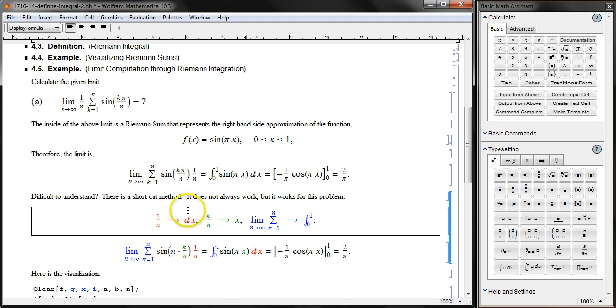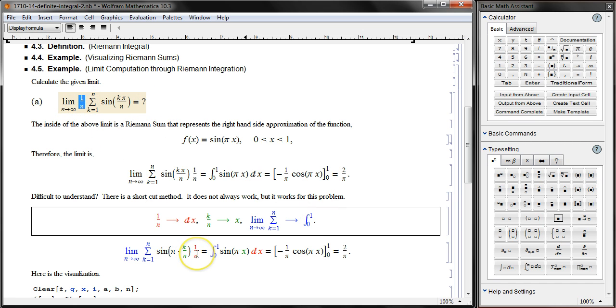Now 1 over n goes to dx. Yes, 1 over n goes down to 0. That's interval width going down to 0. And this is basically infinitesimal interval limit size. K over n becomes x, a little bit harder to see. Let me explain a bit later. Limit of summation becomes integral, especially integral from 0 to 1. That's strange. Why from 0 to 1? But let's just take it for granted, and let's use schematic solution for this integral computation, alright?